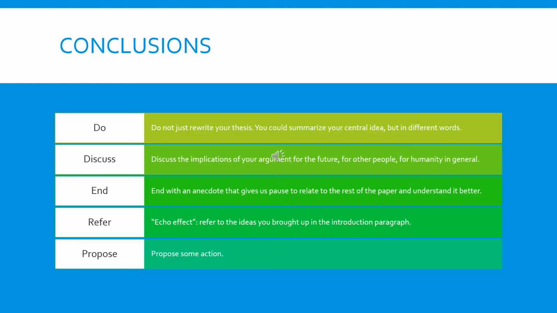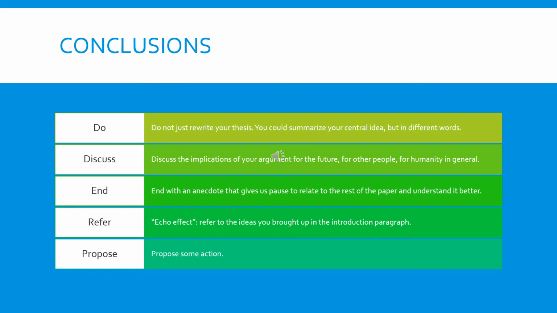And finally, we have conclusions, or the ending of your paper. So what should you do in your conclusion? Do not just rewrite your thesis. You could summarize your central idea, but in different words. You can discuss the implications of your argument for the future, for other people, or for humanity in general. So you could talk more about the future of conservation, or the future of the ocean, or the future of sharks, something like that, depending on which ad you choose, of course.